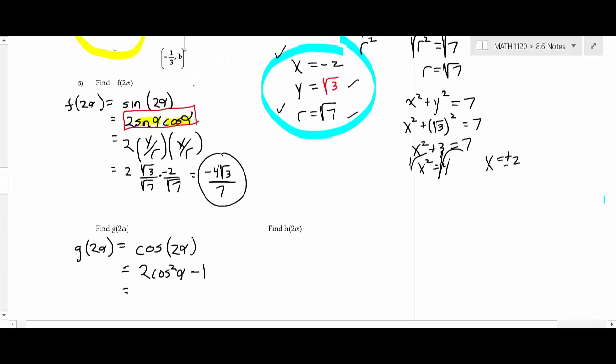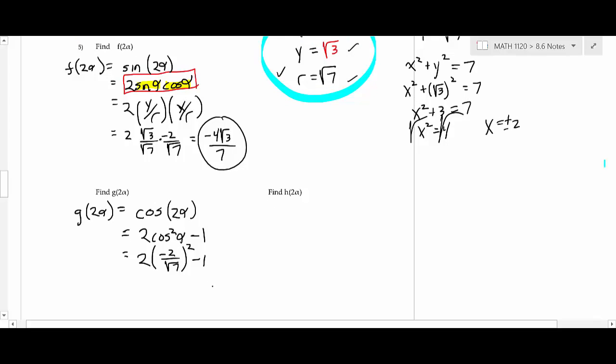Because see, if you look at this information right here, what's the cosine? The cosine is negative 2 over radical 7 because it's x over r, right? I already got x, y, and r. I already did all the work of the problem. So this is going to be 2 times negative 2 over square root of 7 squared minus 1, like that. And then from here I'm going to just do the arithmetic.